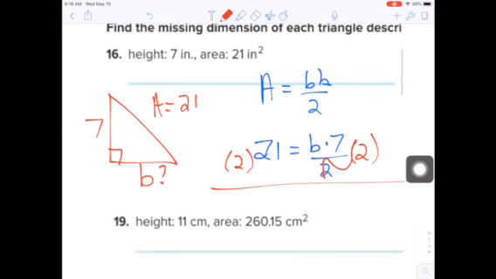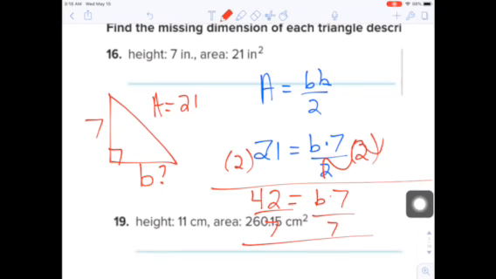This would cancel out the divide by 2 and times by 2, leaving you with just b times 7. Over here it's 21 times 2, and that's 42. So now you have an equation that is 42 equals b times 7. To solve this equation, we would just divide by 7 on both sides and get b equals 6. So make sure to label that. It should be just 6, look up here, inches, because it's a base, not an area.